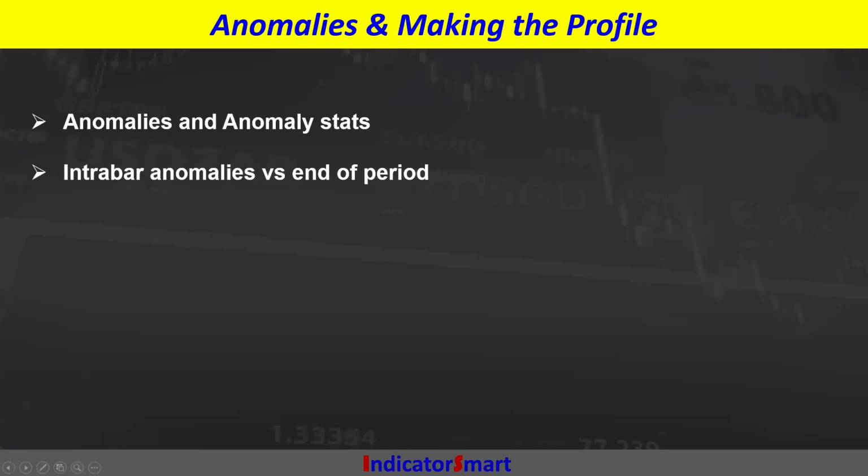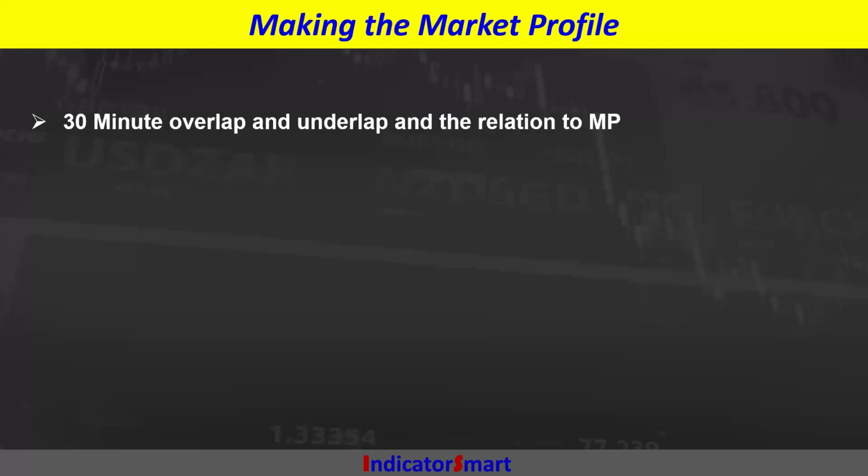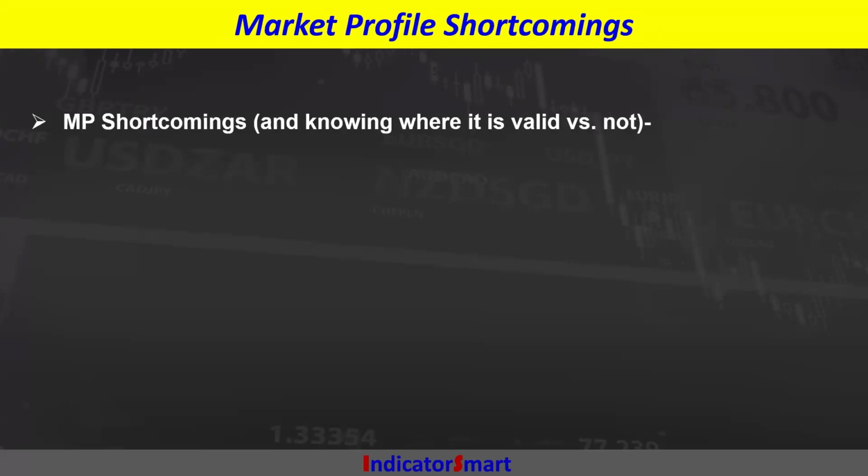Okay, so we covered that, intrabar anomalies and anomalies. Super cool thing to be able to be aware of, because the markets definitely distribute themselves around these things. And that relates to 30-minute overlap. And I use the term here underlap, or I could call it overlap and extension, related to the market profile. And so that concept is pretty cool.